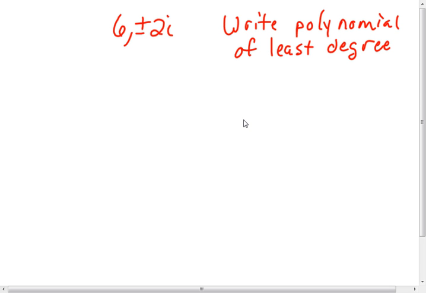In this lesson, we're going to write a polynomial of least degree. When you're writing a polynomial of least degree, you're given the roots. In this case, the roots are 6 and plus or minus 2i. So let's write that out: 6, plus 2i, and minus 2i. So we have 3 roots, which means our polynomial should be of degree 3.